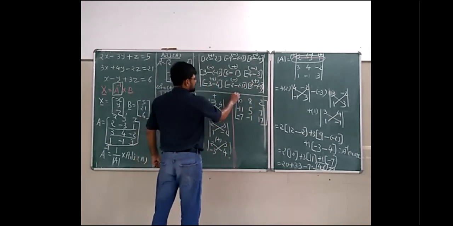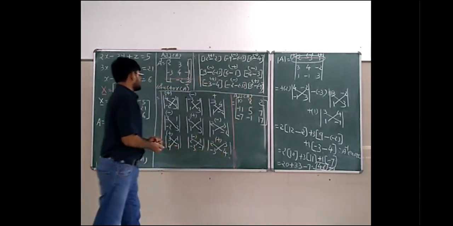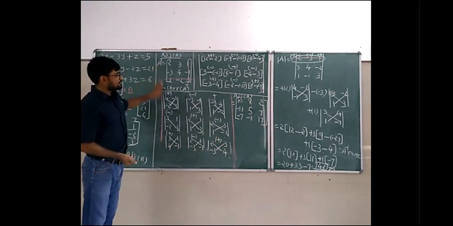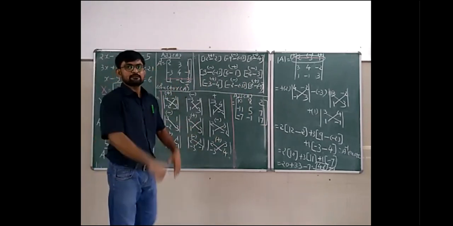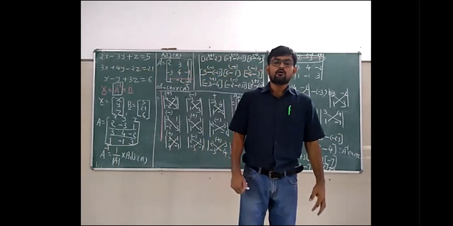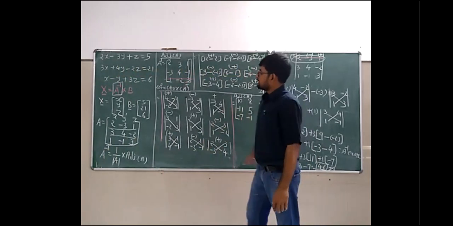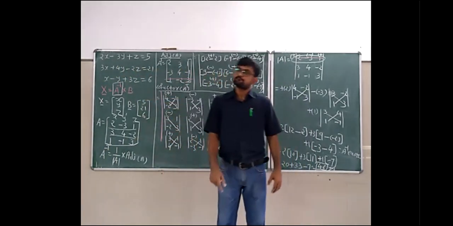So this is the answer of the adjoint of A. So you just have to follow those steps. Step number 1, find A transpose and then find the cofactor. And after finding the cofactor, you will get the answer, the adjoint of matrix A. Okay, so please write it down and then we'll try to solve this equation.